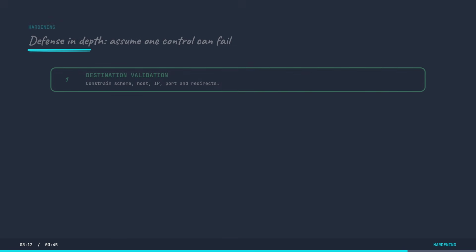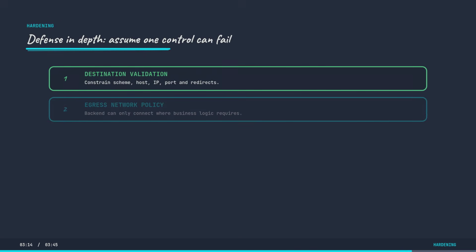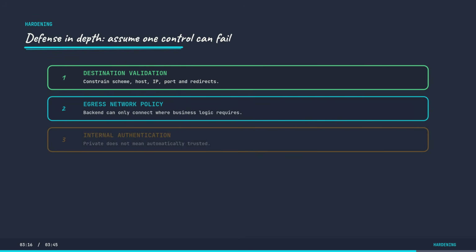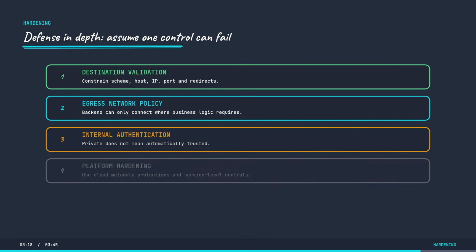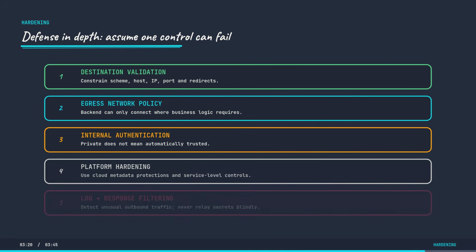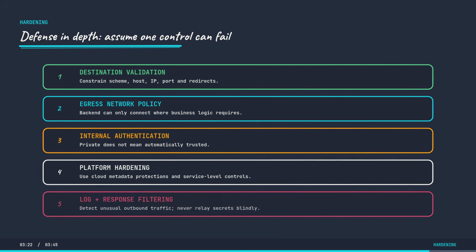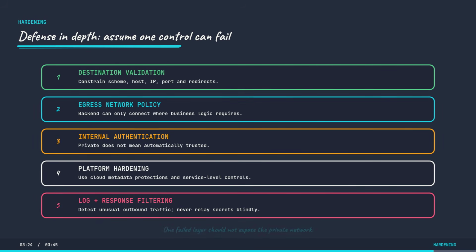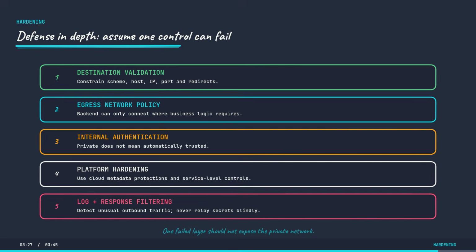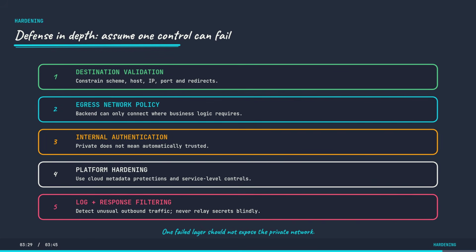Defense in depth: do not rely on input validation alone. Restrict the server's outbound network access, require authentication on internal services, protect cloud metadata using platform controls, log unusual outbound requests, and design response handling so sensitive internal content is never blindly returned to a user.